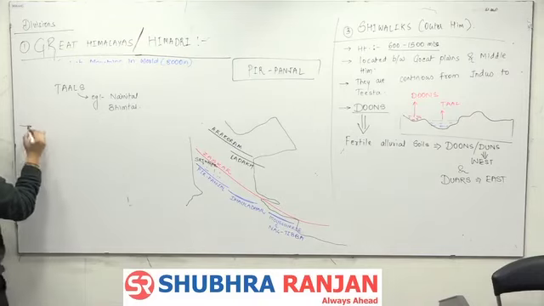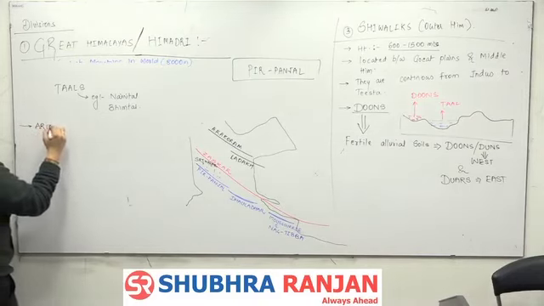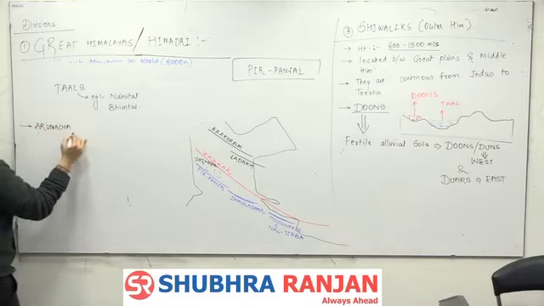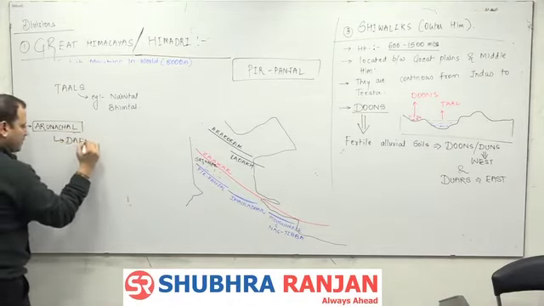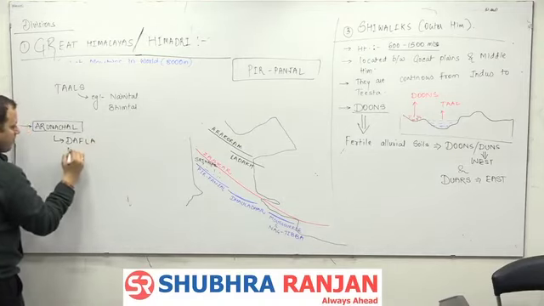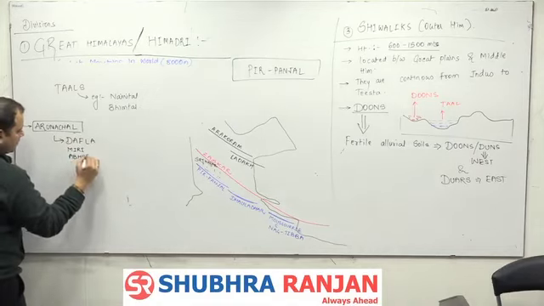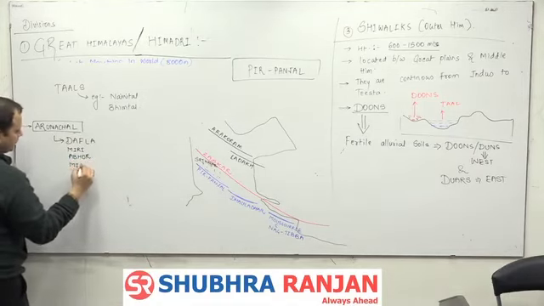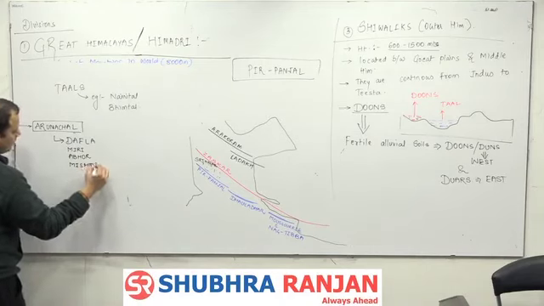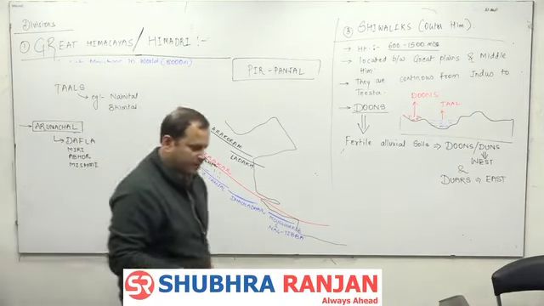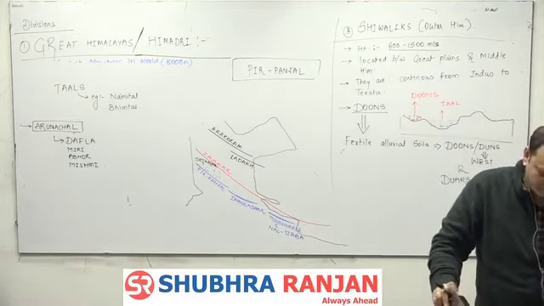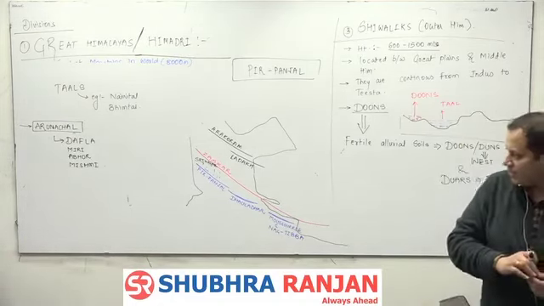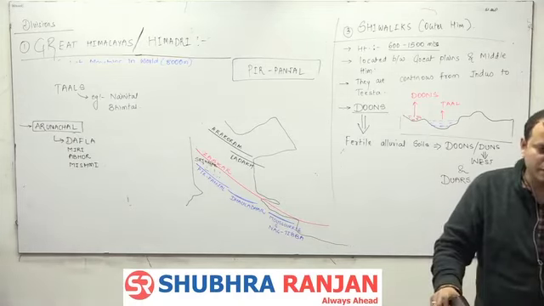Next, in Arunachal, the Shivaliks are known as Dafla, Miri, Abhor, Mishmi. These are what? Shivaliks in Arunachal. Dafla, Miri, Abhor and Mishmi are Shivaliks in Arunachal.